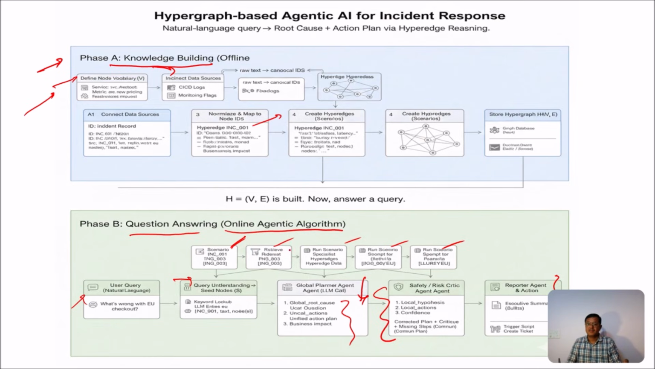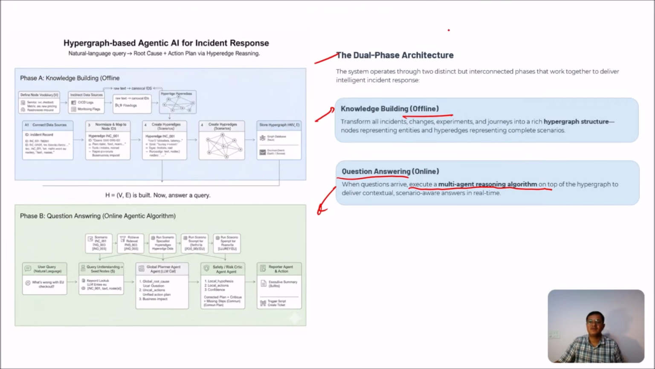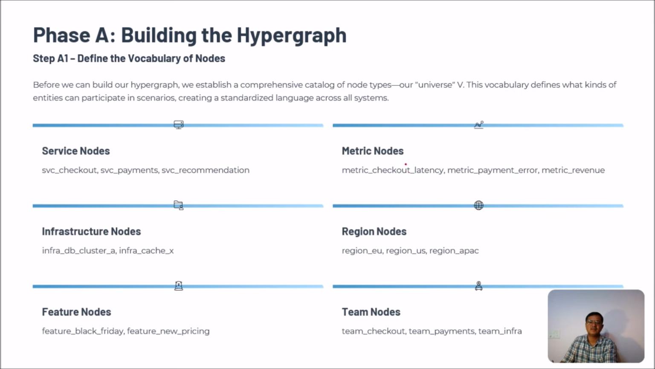So this is actually working to solve the scenarios globally. First of all, let us go through the algorithm in more depth. The algorithm has two phases, the knowledge building phase and the question answering online phase. We already discussed those things.